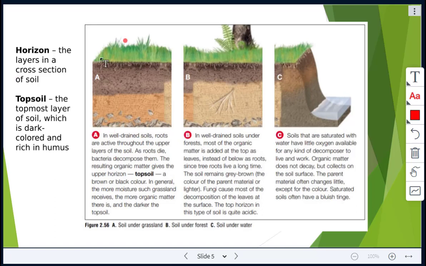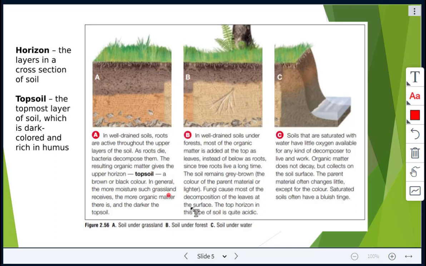Firstly, in this diagram A, that is soil under grassland. This is what it would look like in a typical grassland area. In well-drained soils, the roots are active throughout the upper layers of the soil. As those roots die, bacteria will decompose them. The resulting organic matter gives the topsoil, or the upper horizon, a brown or black color. In general, the more moisture that grassland receives, the more organic matter there will be, and the darker the topsoil will be.